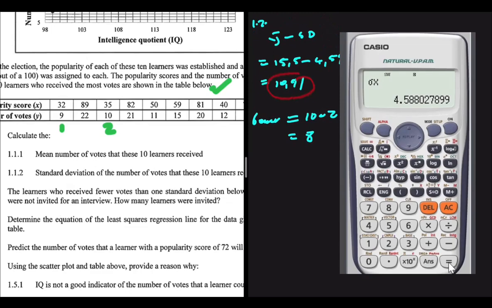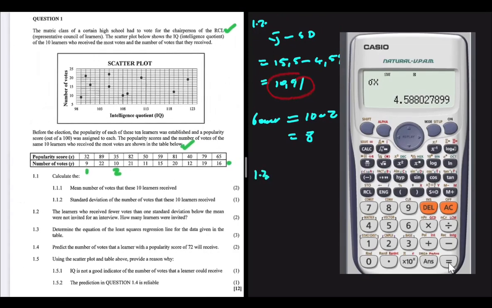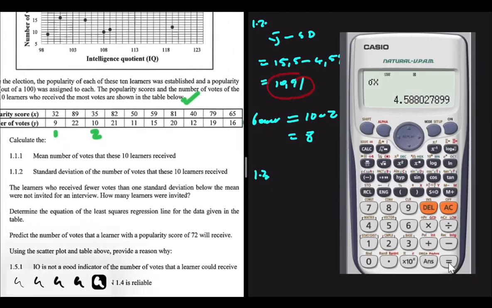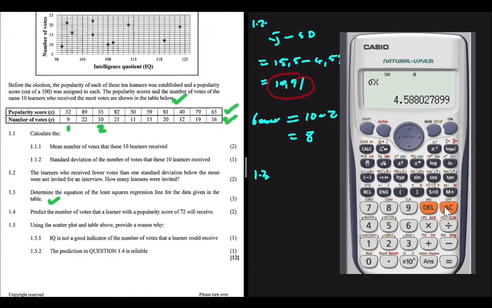Let's take a look at 1.3. In 1.3, we're supposed to determine the equation of the least squares regression line for the data given in the table. How are we going to do that? AC, mode 3 for stats, and now we're interested in two variables. So that is option 2, a plus bx, which is the equation of our least squares regression line. y is equal to a plus bx. So let's go ahead and press 2 and enter our data.